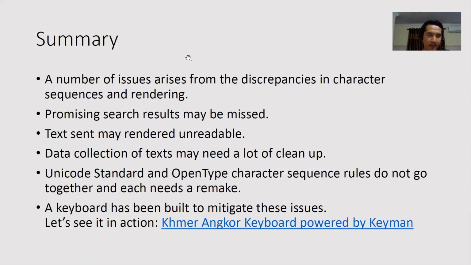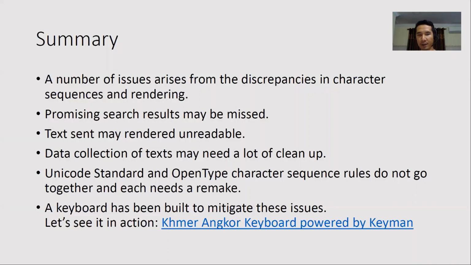So to sum up, a number of issues arise from the discrepancies in character sequences and the rendering. We have seen in real times that a word may be typed in different character sequences, and the rendering would produce the same result as the correct one, and that is not right. And the promising search result may be missed. So even though we have the correct sequence in our data, if the user used the wrong one, then they may not be able to search for our content, right? And the text may be rendered unreadable on a different device.